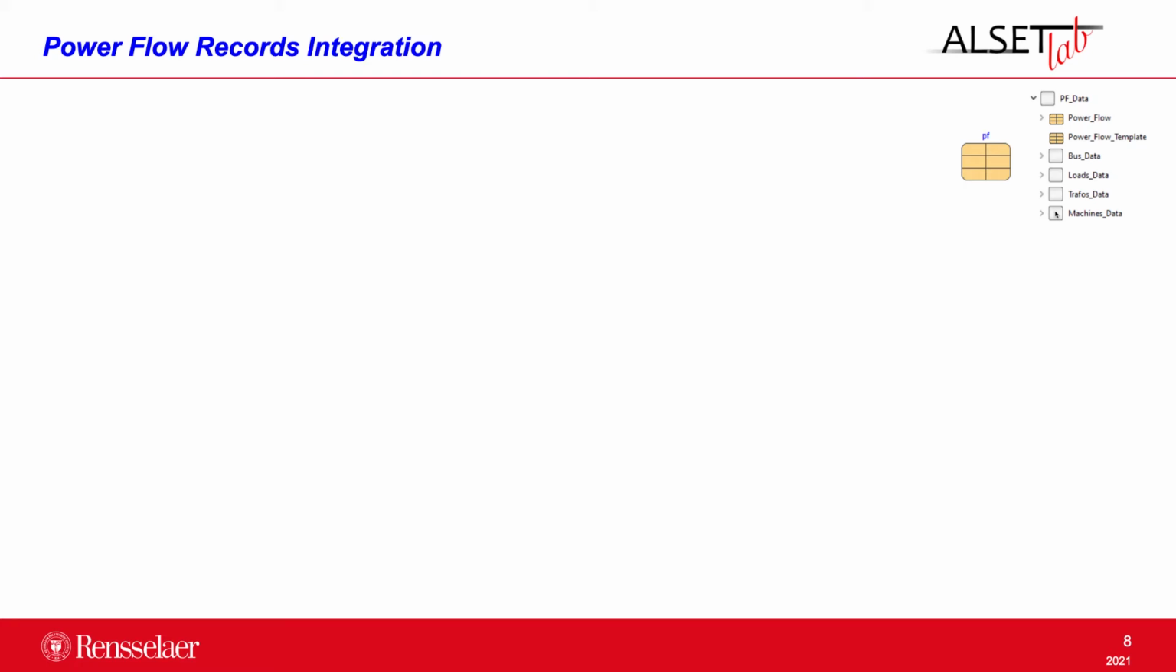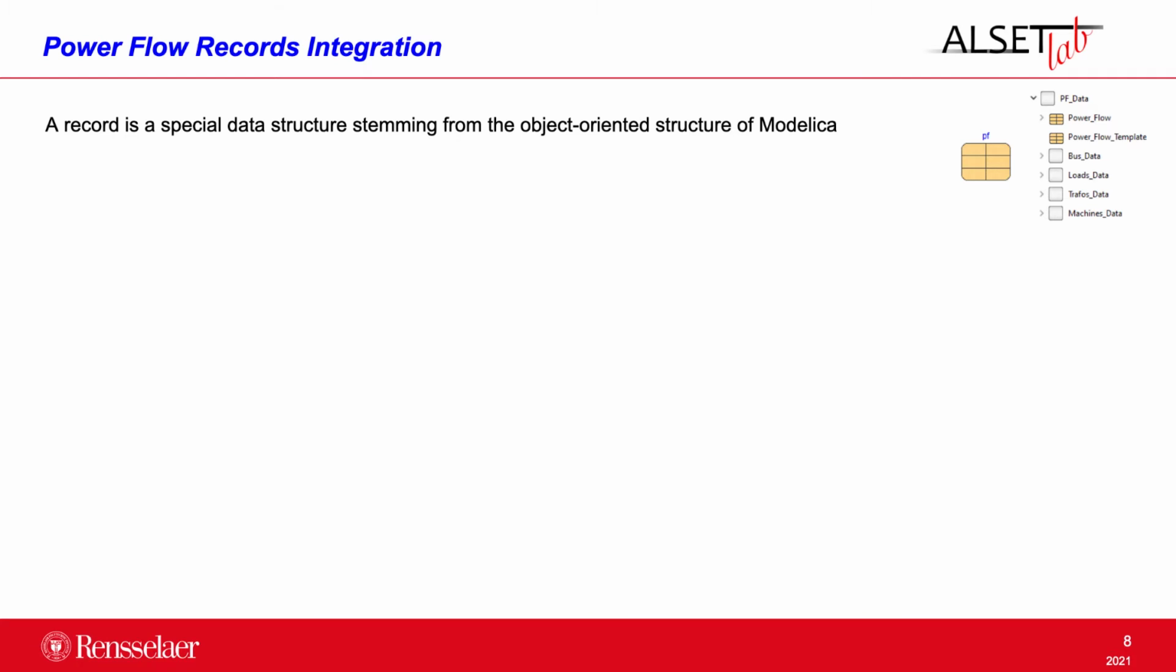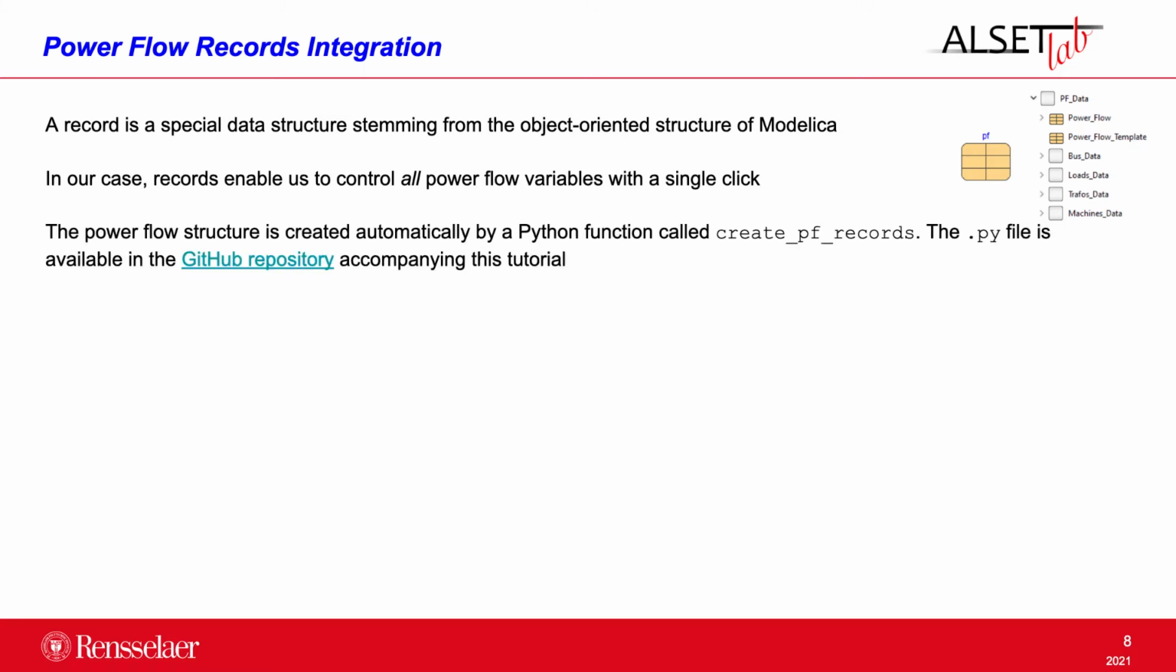But the fundamental building block of this PowerFlow data container are Modelica records. Modelica records are data structures that stem from the object-oriented nature of the Modelica language that have the special property of handling information of a model within a class. And in our case, the record structure enables us to control all PowerFlow variables with a single attribute of a given class in a model. So that would allow us to change PowerFlows with a single click.